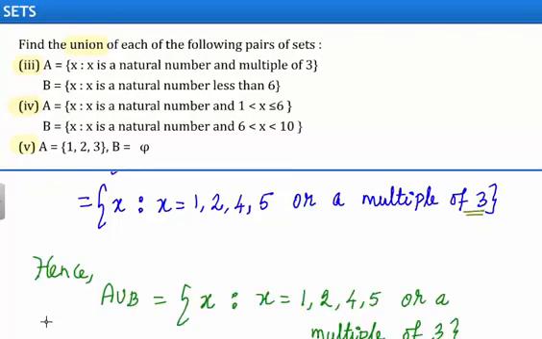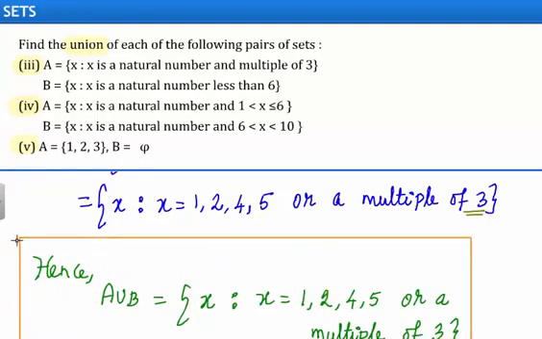Hence, we can conclude that A union B is equal to set of X such that X is equal to 1, 2, 4, 5 or a multiple of 3. This completes the first part of the problem.